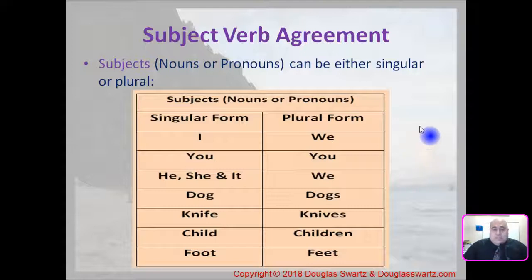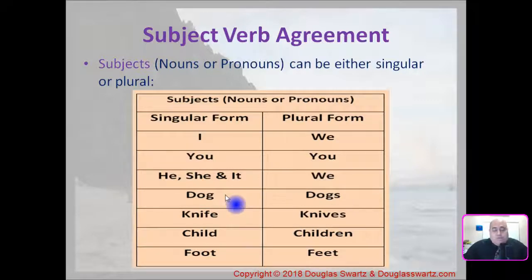In this table, I've got subjects, nouns or pronouns, both in singular form and then their plural form. So let's go through this list to make sure you understand the difference in singular and plural. I, there's one only, singular. Plural form, we. You, they're both the same. You can be for singular or you can be for plural. He, she, it is all singular. We is the plural form.